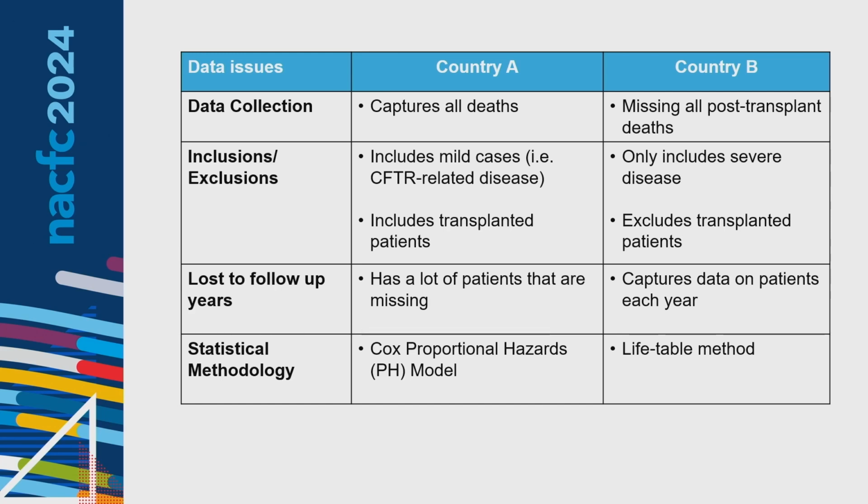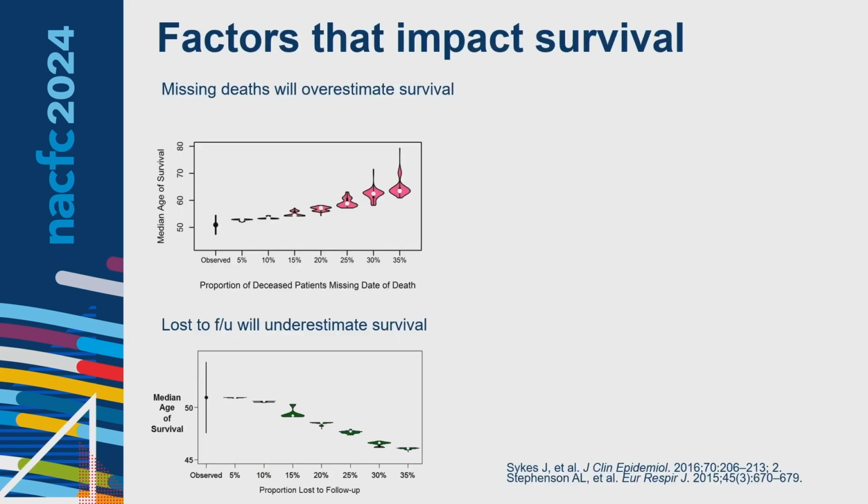And it depends a little bit on the data collection, for example. If one country is very meticulous and captures all of the deaths, survival is probably pretty robust. But if another country is missing a lot of deaths, for example, after post-lung transplantation, they don't come back to the CF center, you're missing those deaths, it's really hard to compare. If one country has mild cases in their registry, like CFTR-related disease, and another one only captures people with severe CF, you can't really make those comparisons, and so on and so on. So you really have to be thinking about how a country collects the data and who's included in the registry before you can start really comparing. And we did a study a few years ago now just to quantify the impact that these things would have on survival.